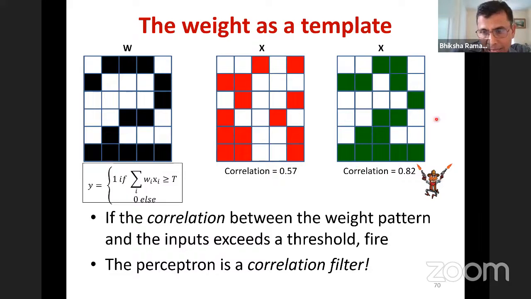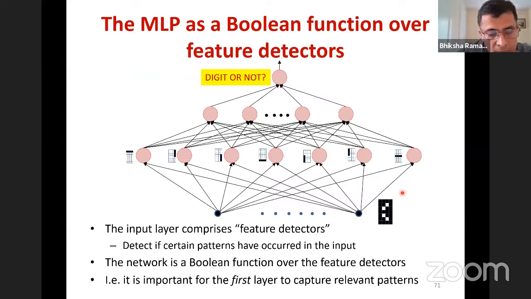Whereas if I got something like this figure to the right, the correlation is 0.82, it's going to be higher, the neuron will fire. Basically, the perceptron evaluates the degree of correlation between the input and its pattern of weights. That's for a single perceptron.